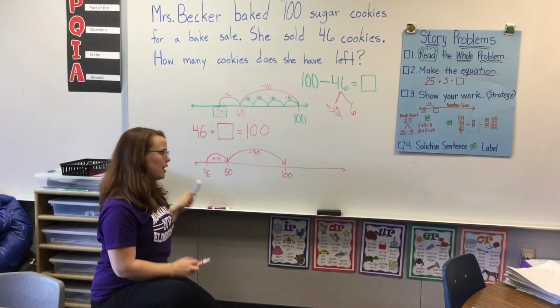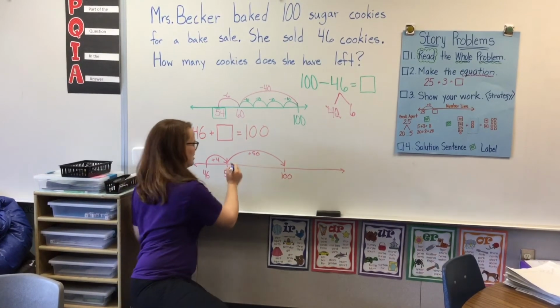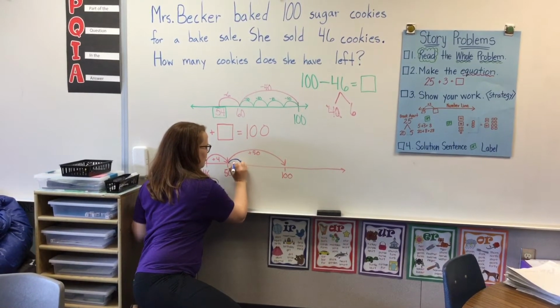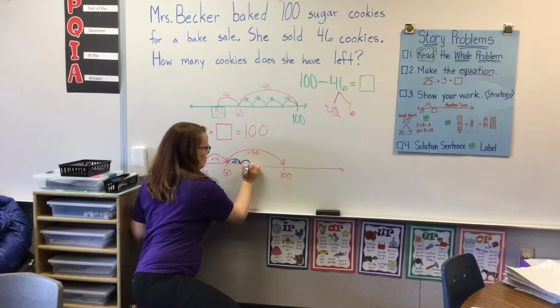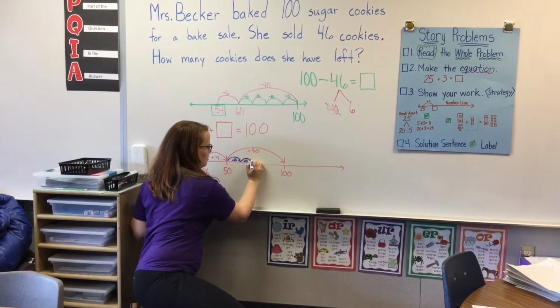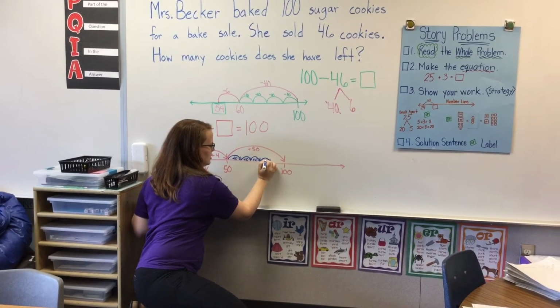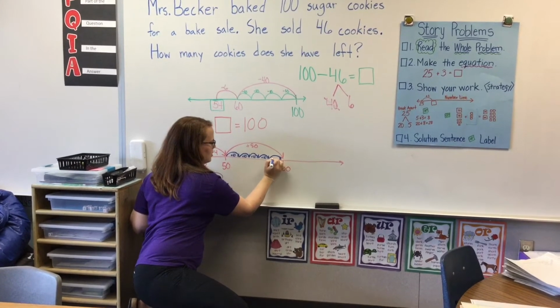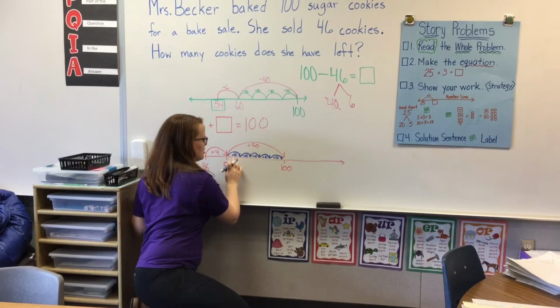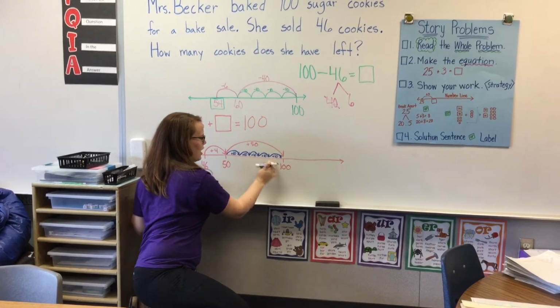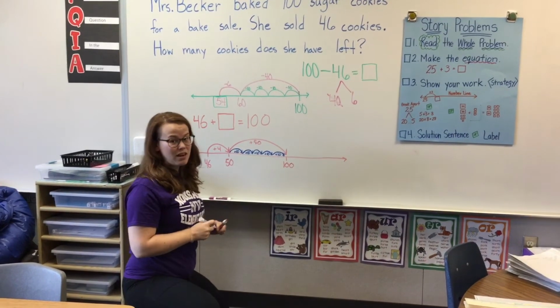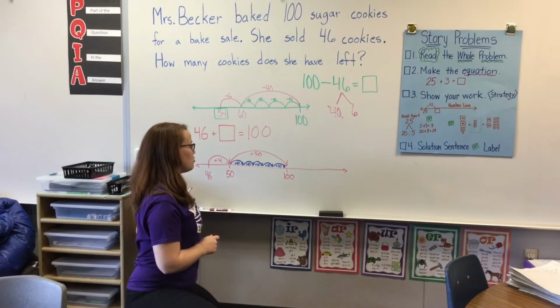You could also do it by doing some jumps of 10 like Mrs. Becker showed. So you could do 10 plus 10 plus 10 plus 10 plus 10 to get my 5 jumps of 10. 1, 2, 3, 4, 5. And that's another way that I could make that jump from 50 to 100.